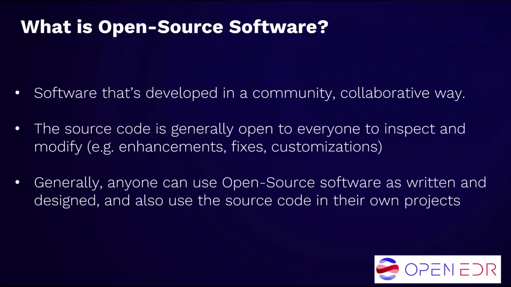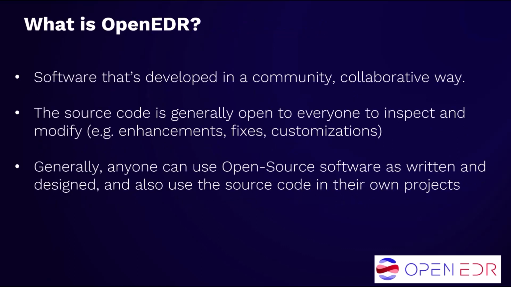First of all, let's start with open source. What is open source software? Software that's developed in a community in a collaborative way is called open source. In open source, the source code is generally open to everyone to inspect and modify, this includes enhancement, fixing, and customization. Generally, anyone can use open source software as written and designed, and also use the source code in their own projects. And this brings the next question into mind.